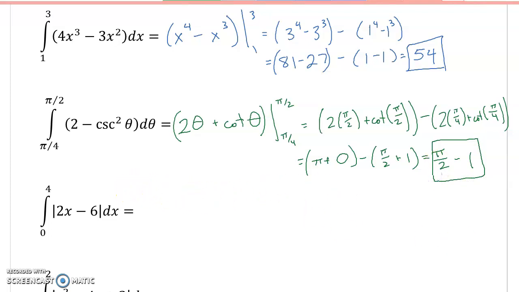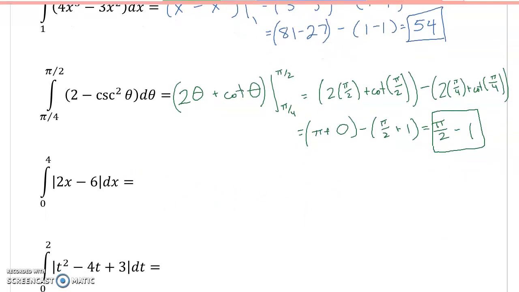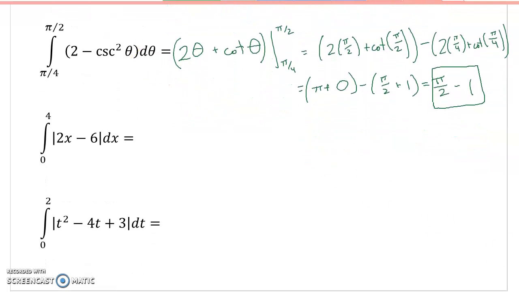Great. So how do you deal with absolute values? Well, remember that absolute values are always positive. So that would mean that this function is going to bounce off of the x-axis when the argument, 2x minus 6, is equal to 0. So if x is equal to 3, then 2x minus 6 equals 0. So we're going to break this up into two different integrals. The one that's going to go from 0 to 3 and then another one that's going to go from 3 to 4.